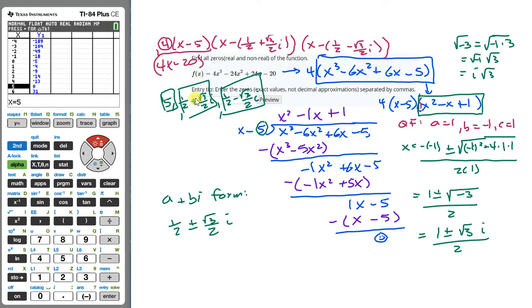But they're not asking for the factorization. They're just asking us for the 3 zeros of the function. And there we go. I knew there were going to be 3 zeros because it's a degree 3 polynomial. All right, let's go on.